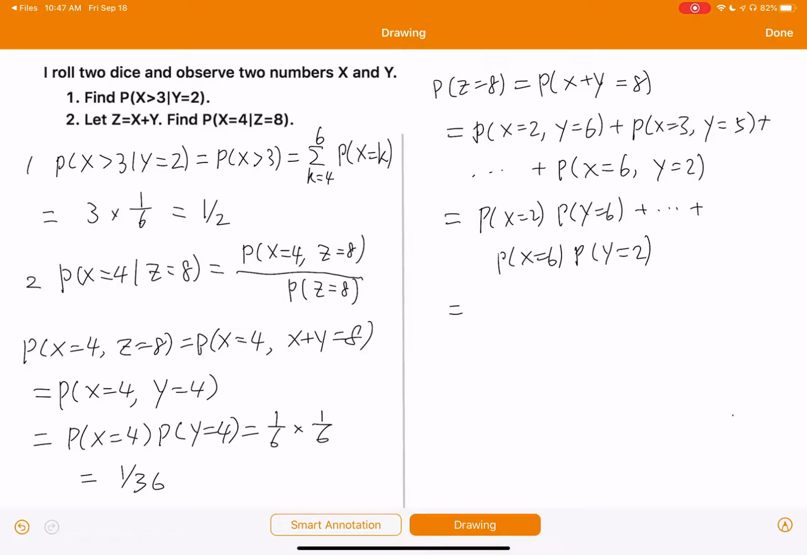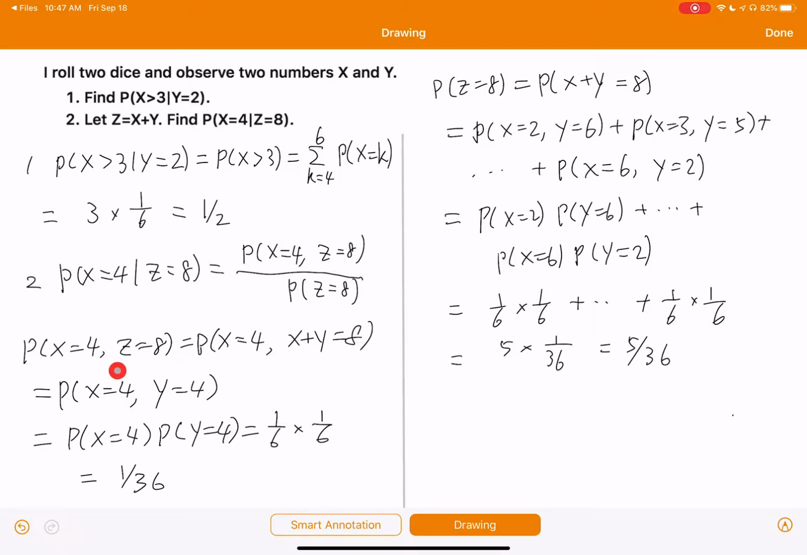Each of these is 1/6 times 1/6, plus. As we show, there are 5 of these items, because x ranges from 2 to 6. There are 5 of these items. So this is equal to 5 times 1/36.